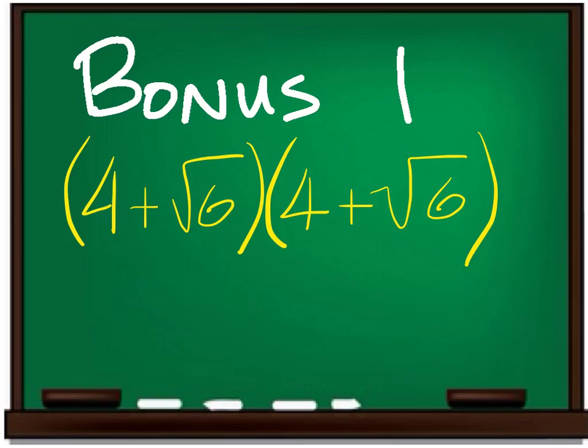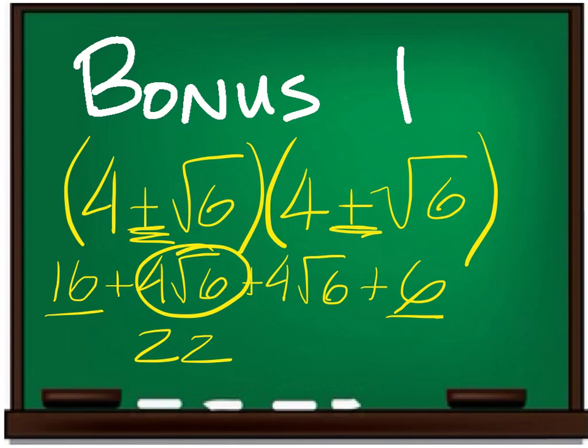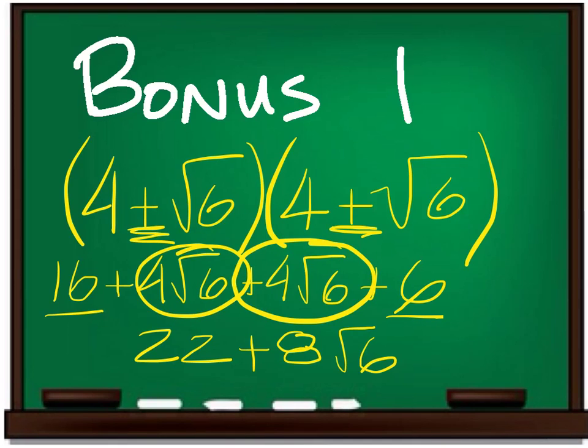This is not going to be a difference of 2 squares because you have 2 plus signs. If you multiply this out, you get 16 plus 4 square root of 6 plus 4 square root of 6 plus 6. Add these two to get 22. You have 4 square root of 6 plus 4 square root of 6, which is 8 square root of 6. 22 plus 8 square root of 6.